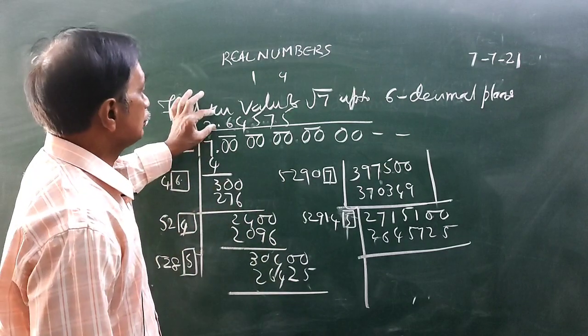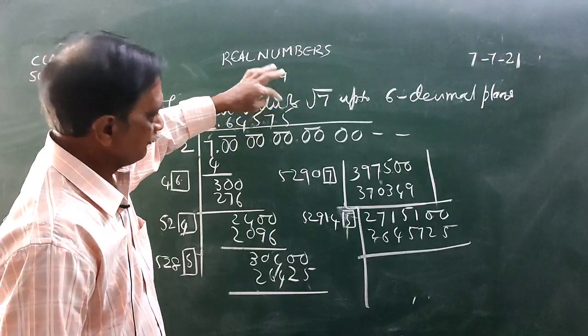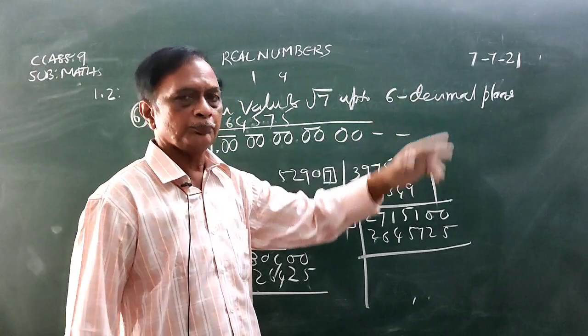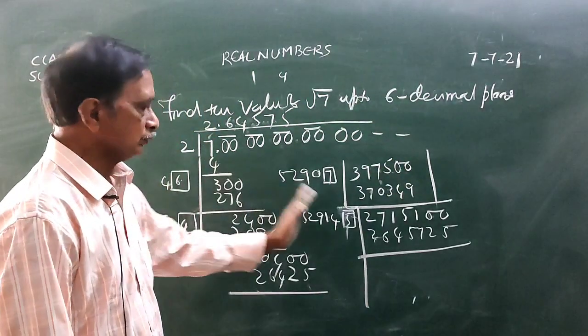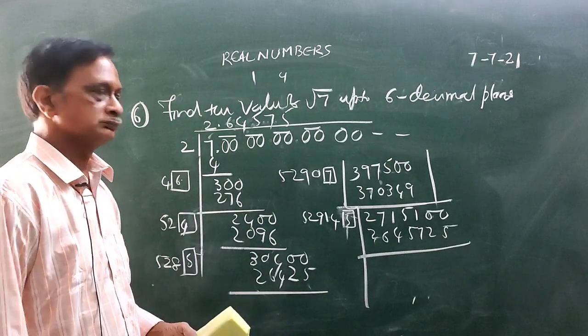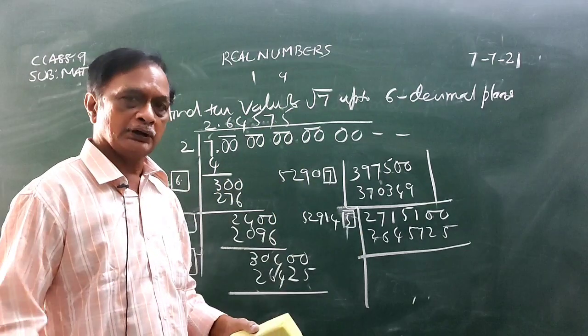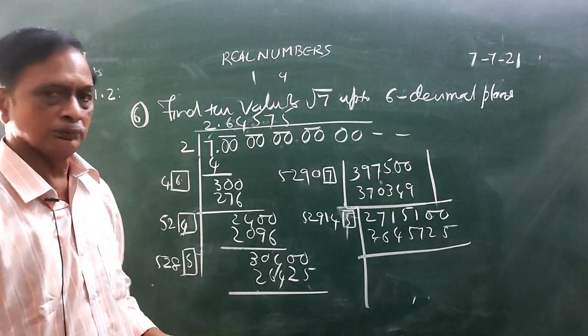Like that we have to continue. So here we have completed up to 5 decimal places. If you go on continuing the process, it gets up to 6 decimal places. Try to find the value of root 7 up to 6 decimal places. So I have completed up to 5 decimal places, and you try to complete the next one also.